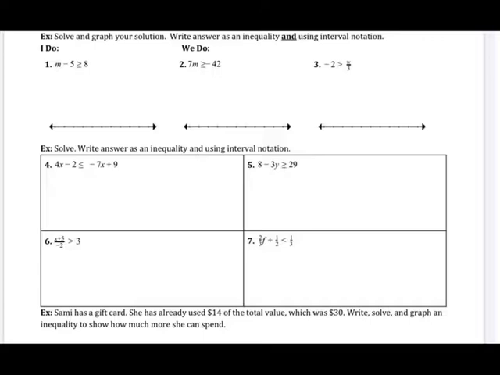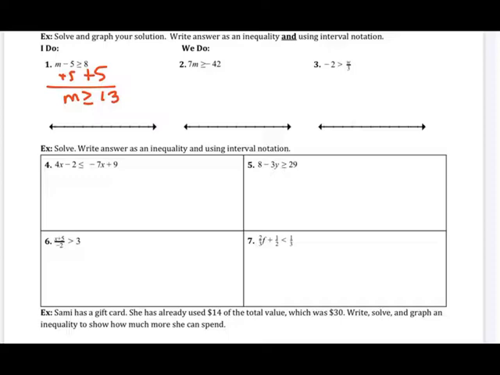So our ultimate goal is to isolate m. What is preventing m from being by itself? Right now, it's that minus 5. So what we can do is we can add 5 to both sides. That's going to give us that m is greater than or equal to 13.